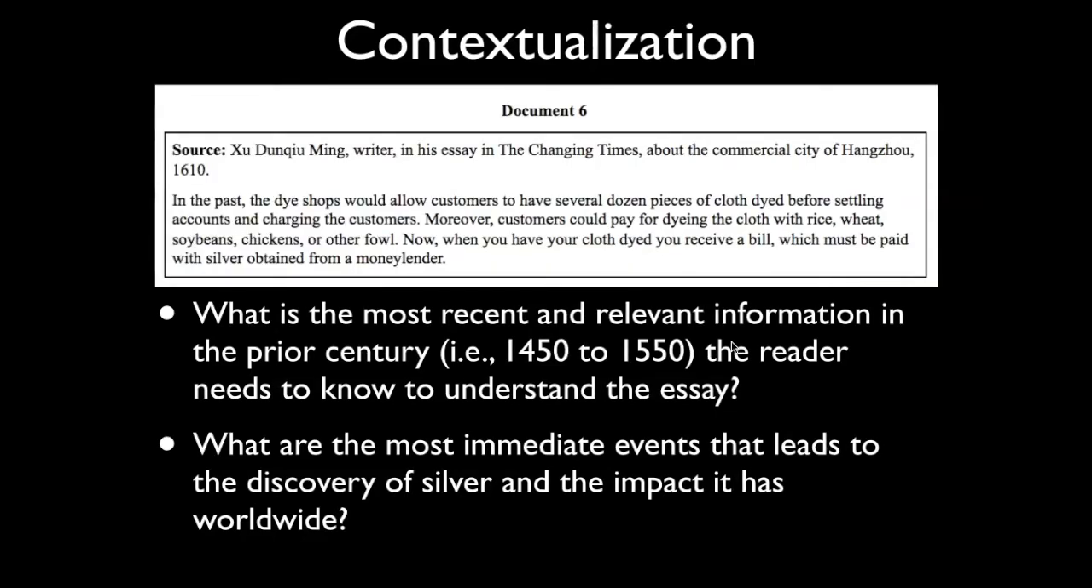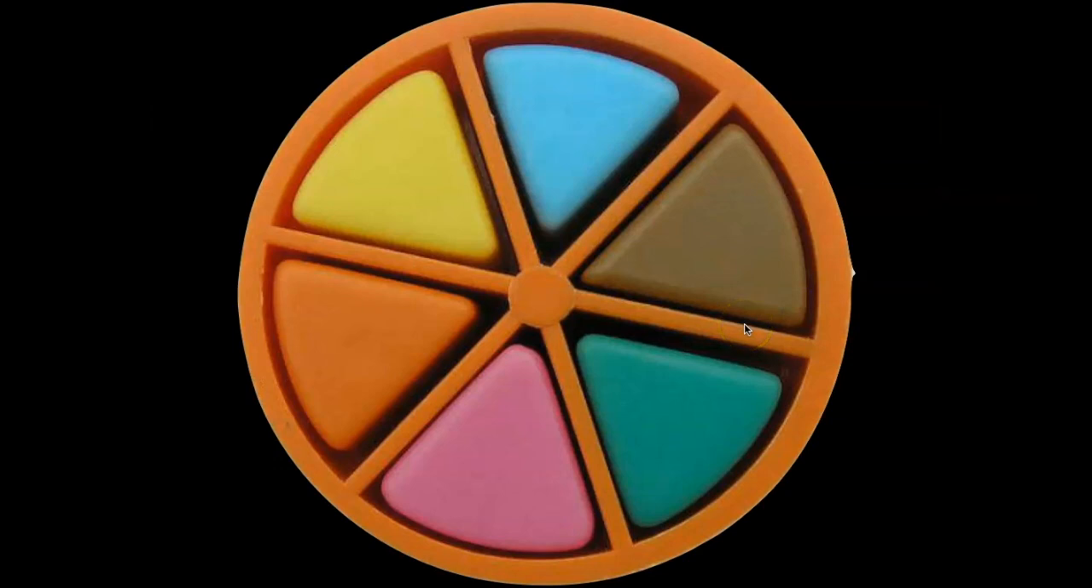In this particular case, you have a document coming out of China in 1610. And so in addition to thinking about contextualization as it relates to, in this case, the discovery of silver, you might need to provide some contextualization about what's happening also in China that may have contributed to their role in this silver trade.